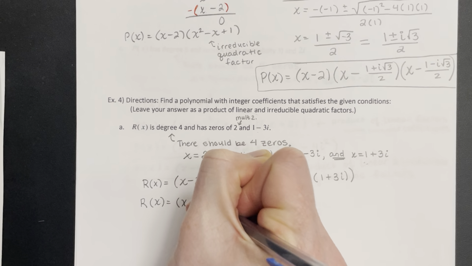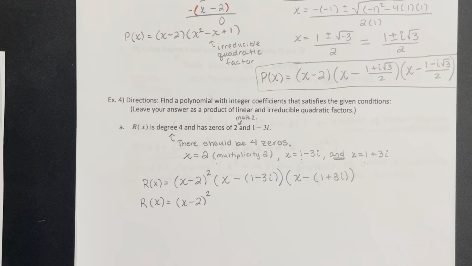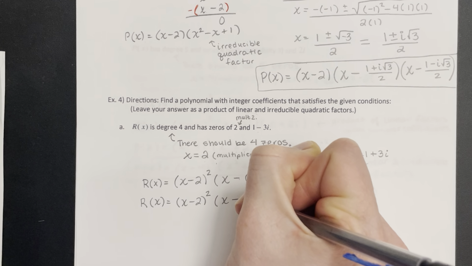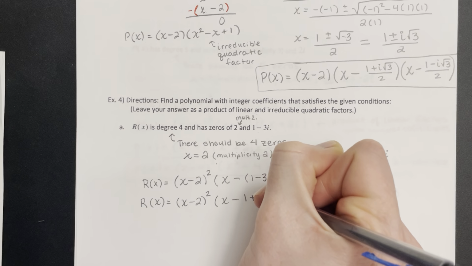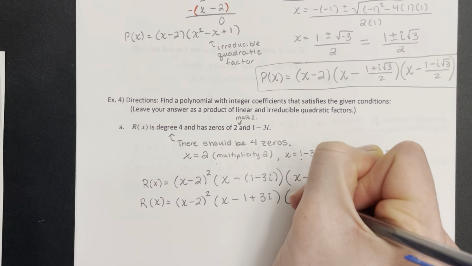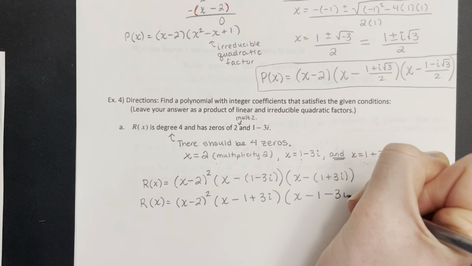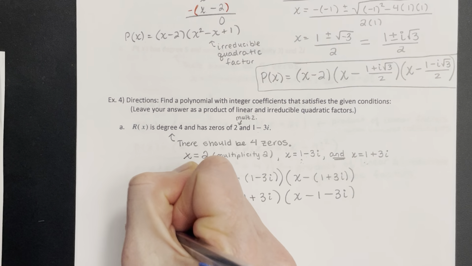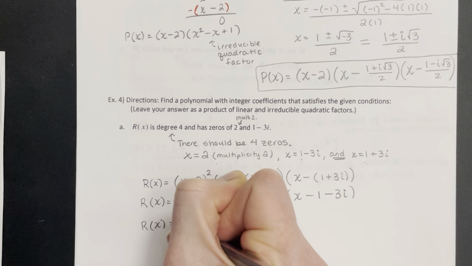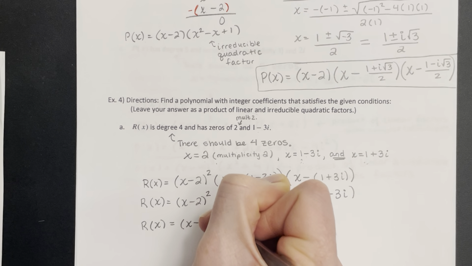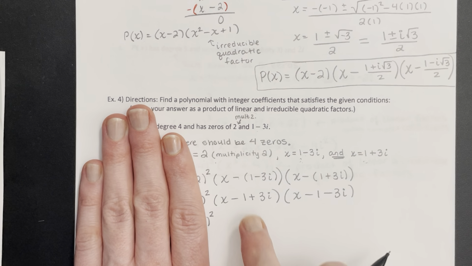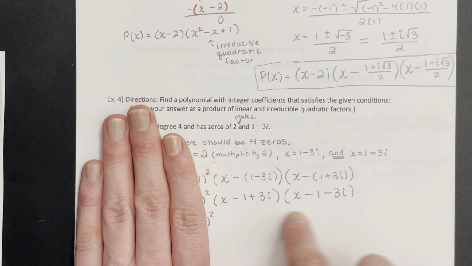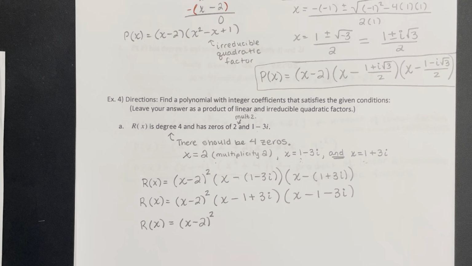This x minus 2 squared, that's a linear factor. It's just happening twice. It's got a multiplicity of 2. To expand this out, I'm going to need to do the subtraction inside that factor. And then we can distribute. So we're not distributing out all the way to standard form. We are only trying to get our irreducible quadratic factor. That's coming from this x minus 1 plus 3i times x minus 1 minus 3i part. This just takes a longer process.